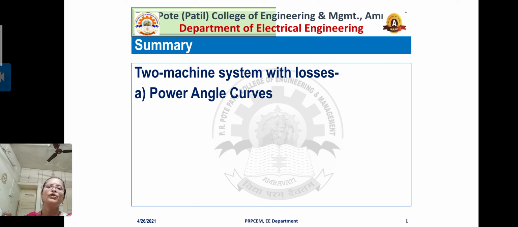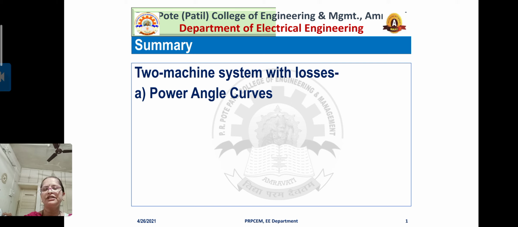sending end power is always greater than the receiving end power, because we know that because of the resistance connected in series or shunt, the losses are going to occur. Because of that factor, we can say that the sending end power is always greater than the receiving end power. That was the conclusion, and this was the summary of today's session, that is two machine system with losses, related with the power angle curves.